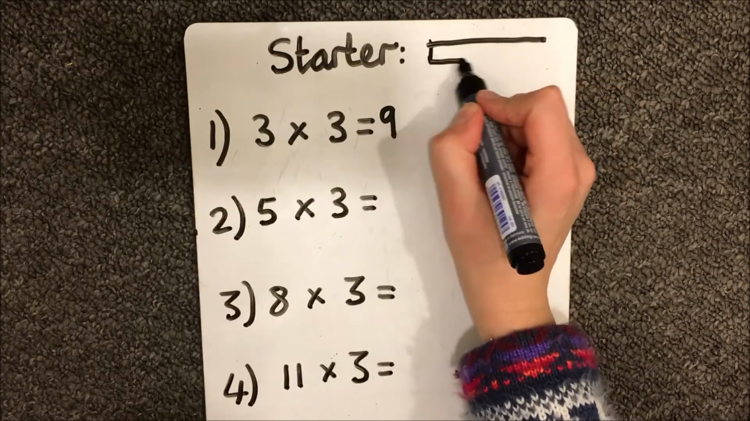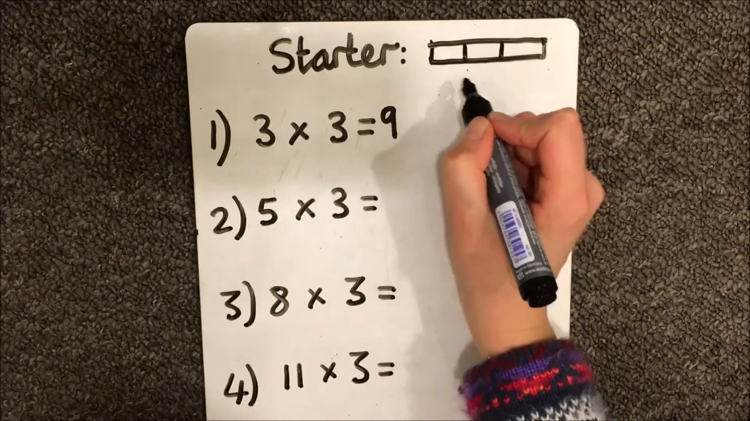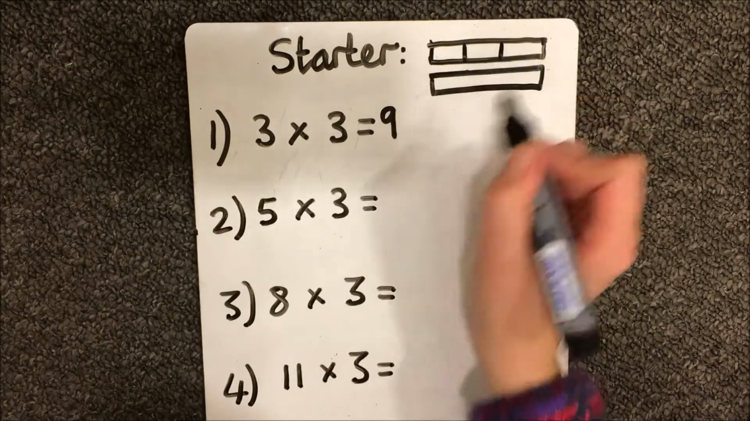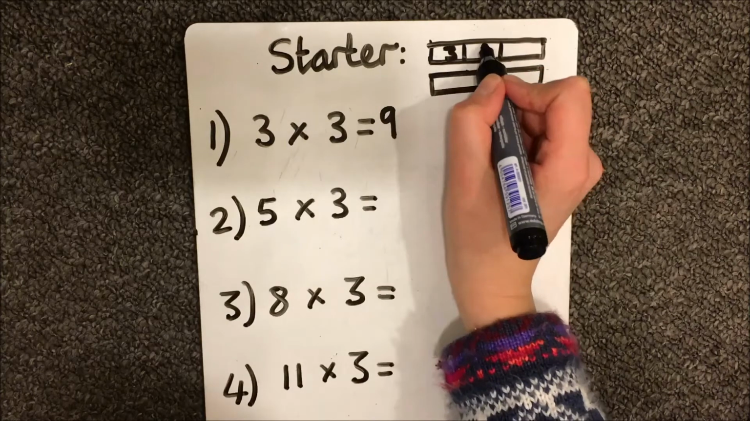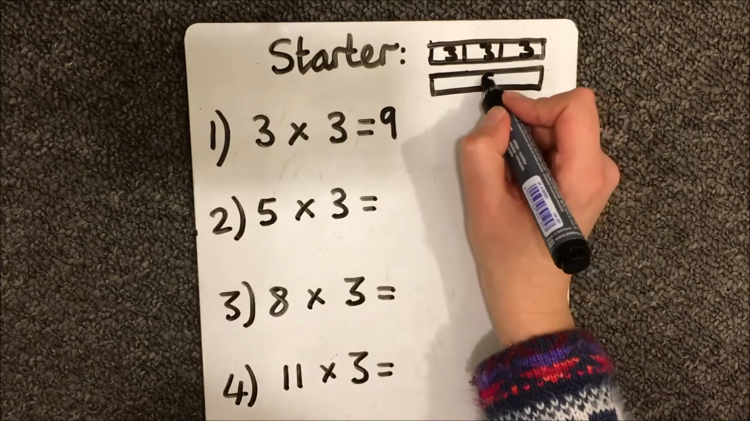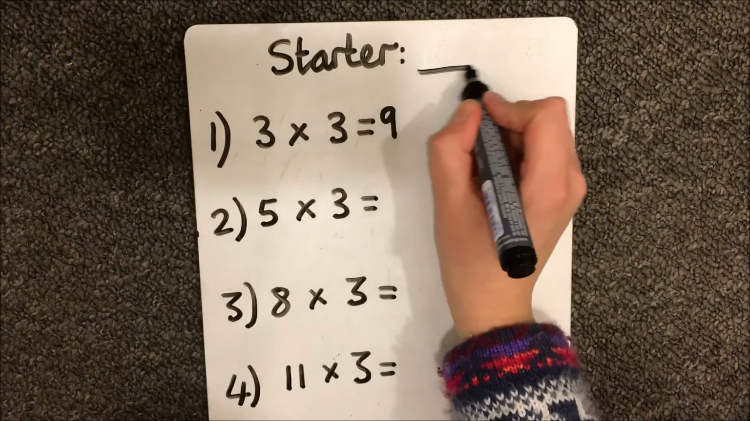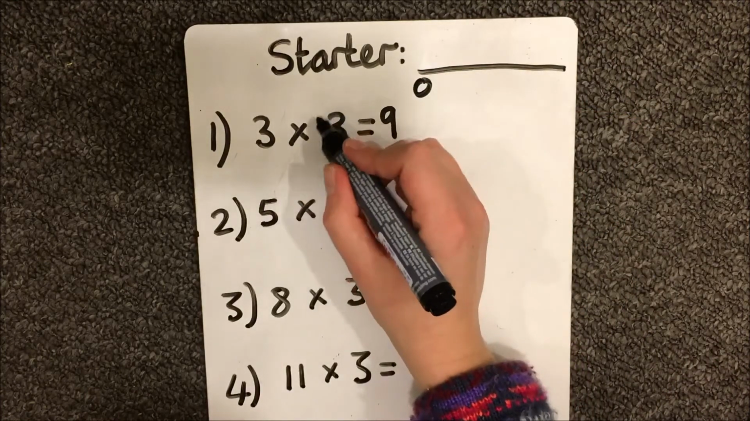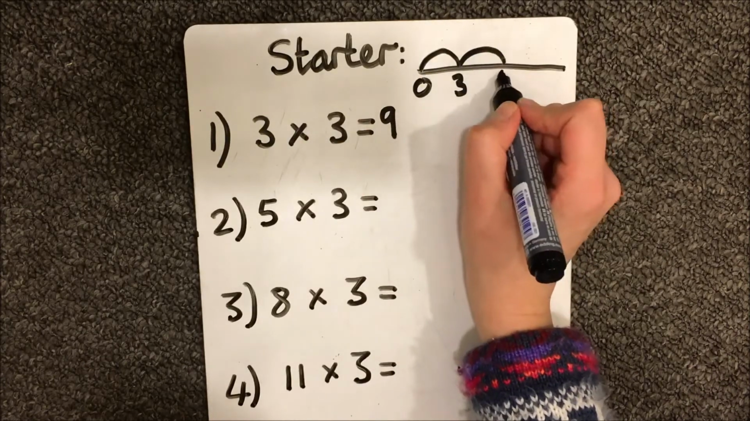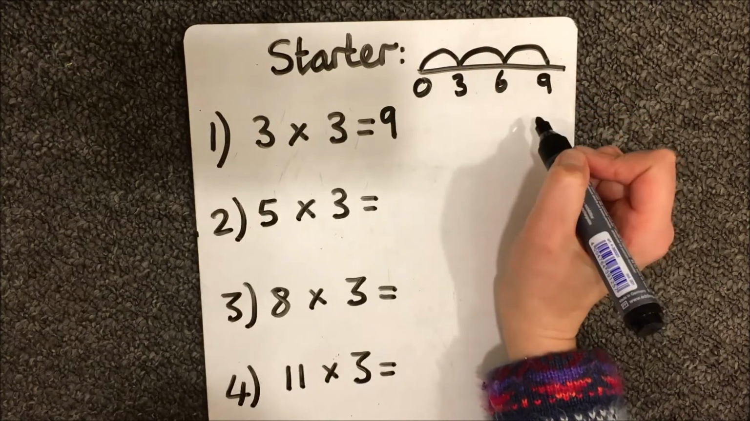So I had my bar and I had it split into 3 groups and my whole underneath. They were split into 3 equal groups and in each one I had 3. So I wrote 3, 3 and 3. And now I count in threes again. 3, 6, 9. So that's my bar model. The other way I had was a number line, starting at 0, and I have to count in threes 3 times. 1 group of 3, 2 groups of 3 is 6, 3 groups of 3 is 9.